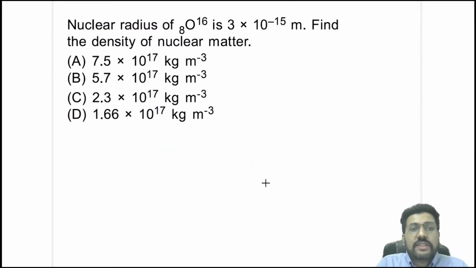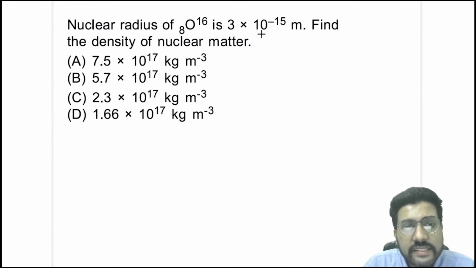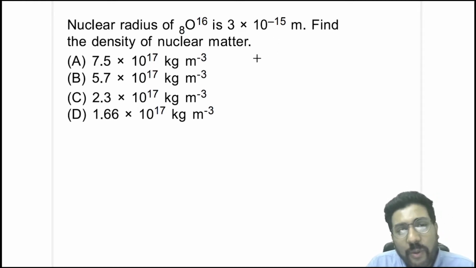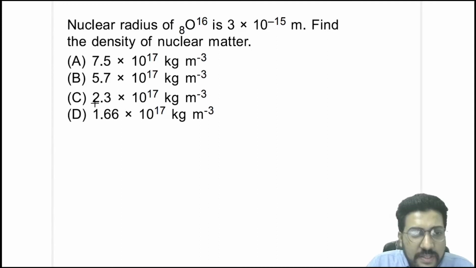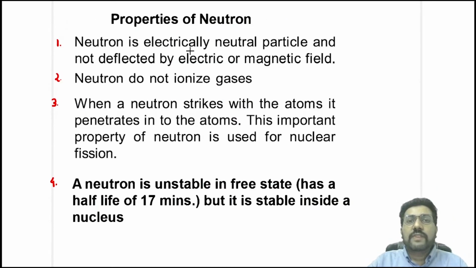Now the next question is, nuclear radius of O-16 is this. Then find the density of the nuclear matter. Now you know that the density of nucleus is the same for all nuclei. So if the options are not very close, then you can directly say the answer will be approximately 2.3 into 10 raised to power 17 kg per meter cube.